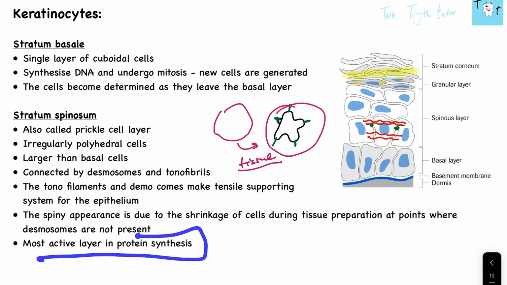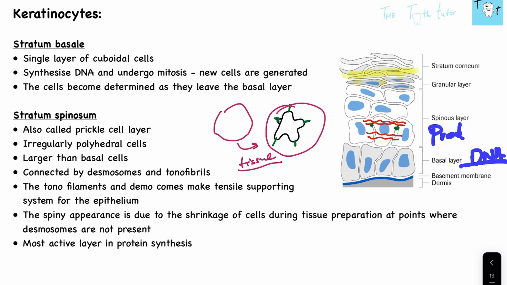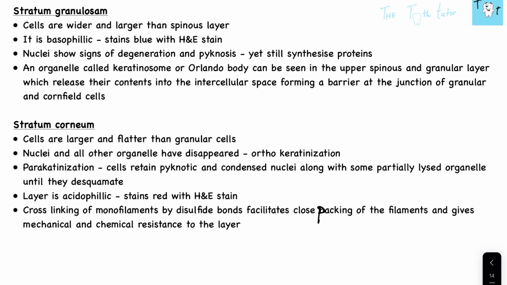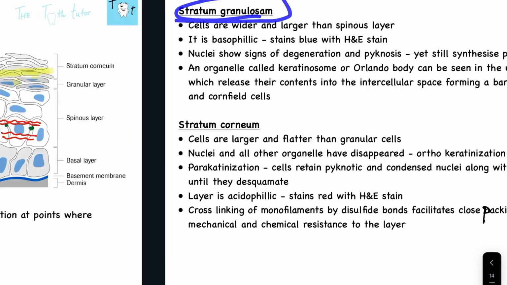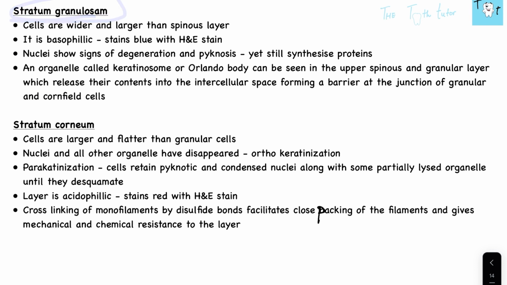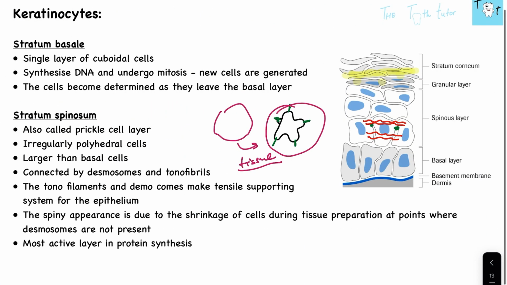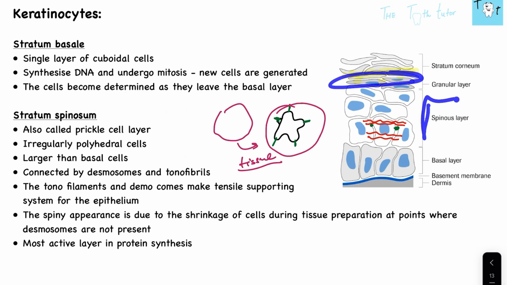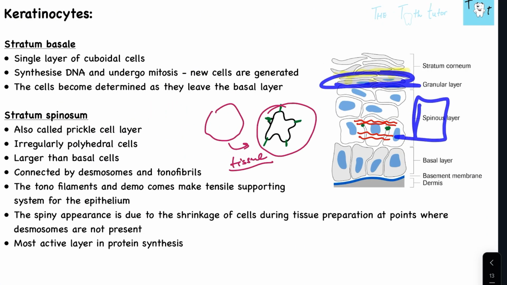It is the most active layer in protein synthesis. So remember that the first layer has DNA synthesis and mitosis, but this is the most active layer in protein synthesis. Now we'll look at the third layer, the stratum granulosum. The cells are wider and larger than the spinous layer. So again, the size is increasing, and now they are getting wider. They are not increasing in height, they are getting wider.